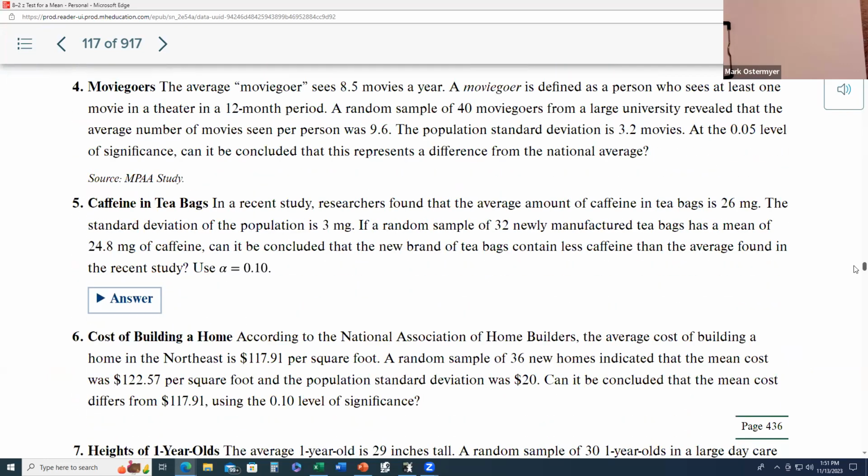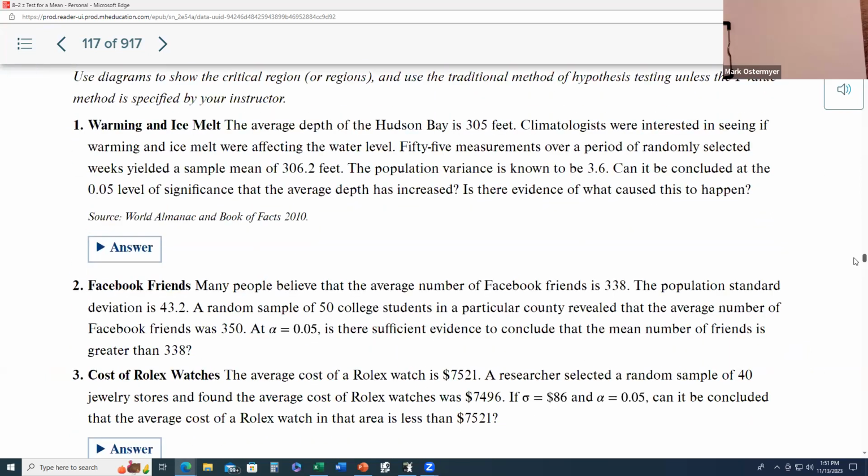Now, problem number 1 here, ladies and gentlemen. The average depth of the Hudson Bay, which is up in Canada, is 305 feet. I didn't know that until I read that today. That's interesting. So Hudson Bay on average is about 305 feet deep, give or take. Climatologists were interested in seeing if the warming and ice melt were affecting the water level. 55 measurements over a period of randomly selected weeks yielded a sample mean of 306.2 feet. The population variance is known to be 3.6 feet.